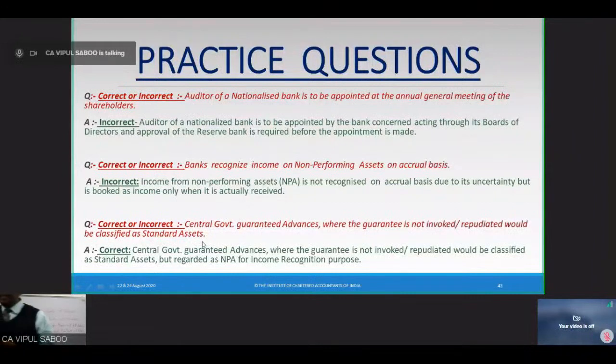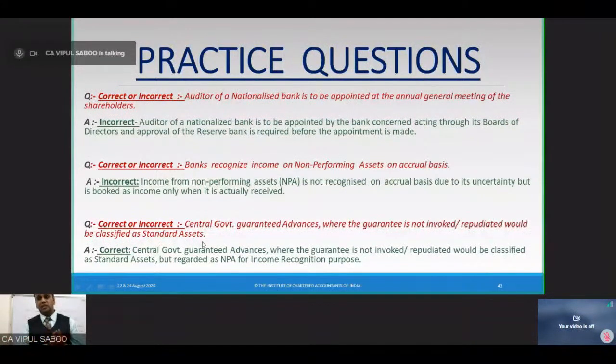No, Sanjay, it is not A, D is the answer. So central government guaranteed advances, even if it has passed the phase of standard, it has fallen into NPA. It will not be classified as NPA until the government guarantee is invoked or repudiated or cancelled. But for the purpose of income recognition, it would be treated as NPA. It would not be classified as NPA, but it would be treated as NPA.